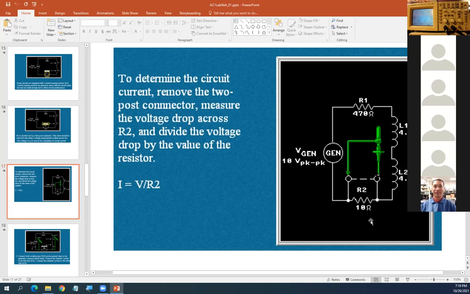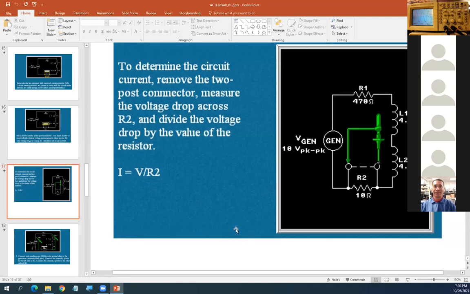Okay, so the reason they want to get the current on this circuitry, then they can be open here. So you can see when they get open here, then you want to measure the voltage, not the current. Voltage across the 10 ohm. In order to get the current, you have to divide by R2.